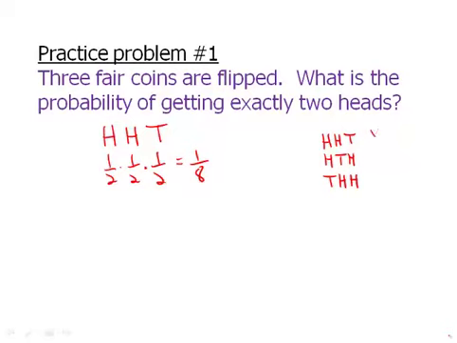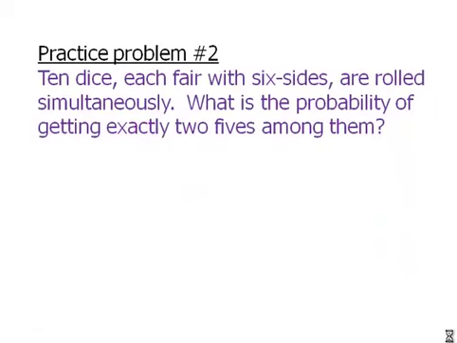These are mutually exclusive. Each one has a probability of 1/8, as we just figured out. So we add them, and this adds up to a grand total of 3/8. And that is the probability of flipping 3 fair coins and getting exactly 2 heads. Let's look at another that's a little more challenging.